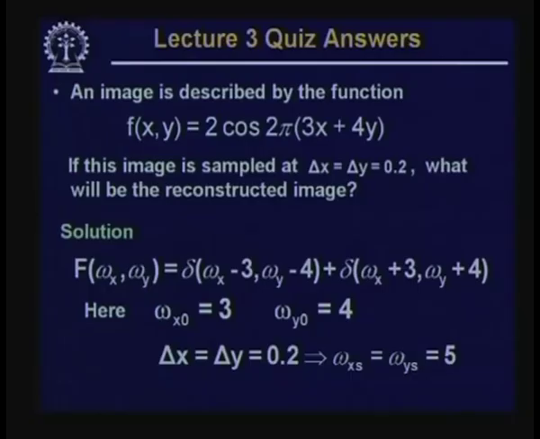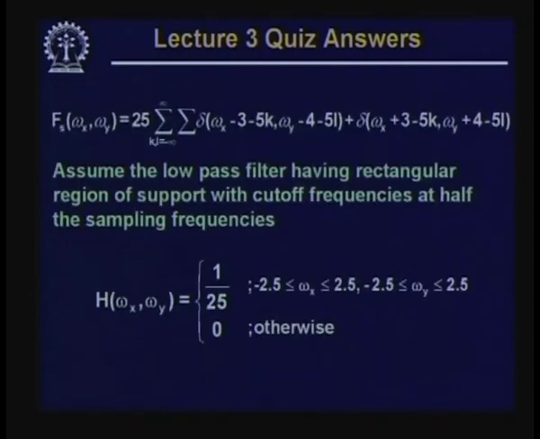So, these are the bandwidths of the image in x direction and y direction. And here the sampling interval has been given as delta x equal to delta y equal to 0.2. So, from this sampling interval, if I calculate the sampling frequencies, you find that the sampling frequency in x direction, omega x s, will be the same as omega y s, the sampling frequency in the y direction, which will be equal to 5. Now, once I have these sampling frequencies, then the frequency spectrum of the sampled image will be as given here.